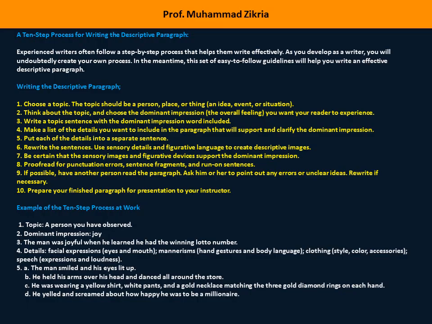Rewrite the sentence. Use sensory details and figurative language to create descriptive images. Be certain that the sensory images and figurative devices support the dominant impression. Proofread for punctuation errors, sentence fragments, and run-on sentences. If possible, have another person read the paragraph. Ask him or her to point out any errors or unclear ideas. Rewrite if necessary. Prepare your finished paragraph for presentation to your instructor or to your class or to whatever purpose you are writing for.